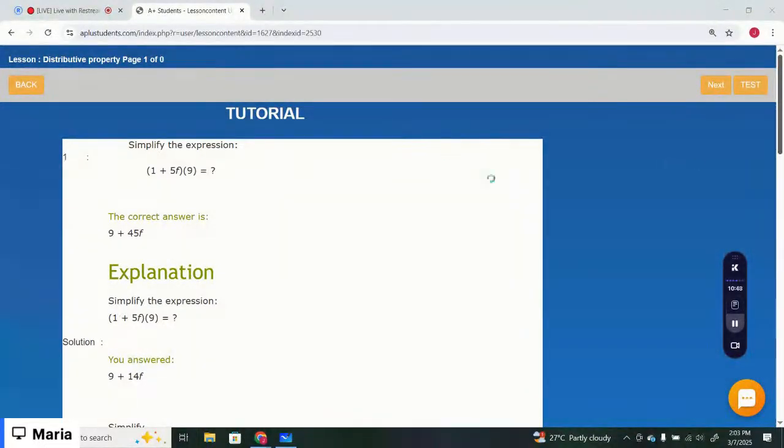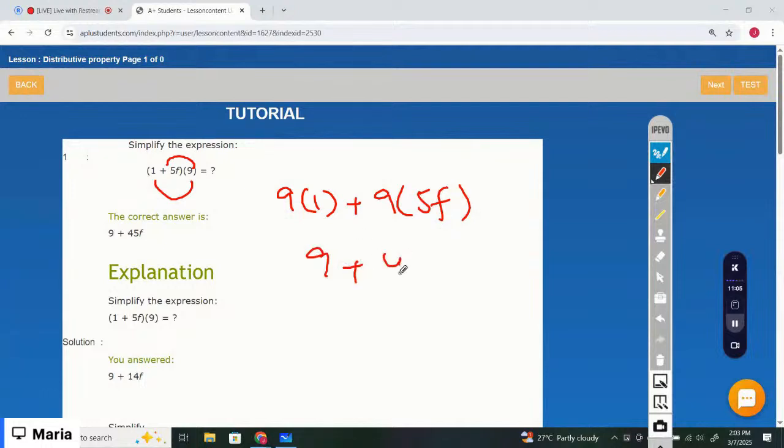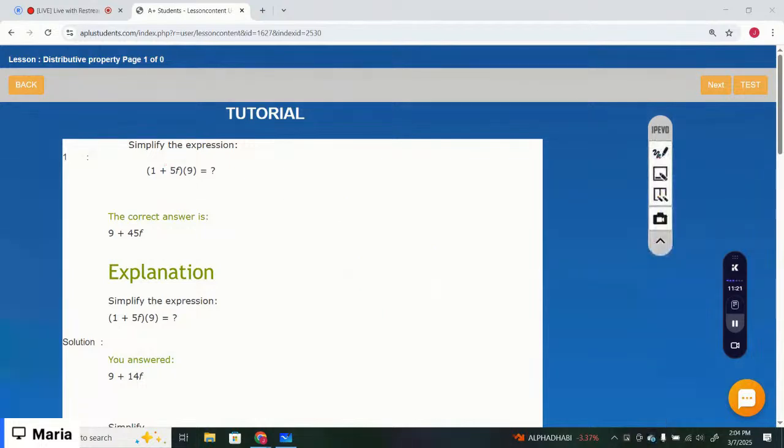You have to multiply 9 times 1 and 9 times 5f. 9 times 1 is 9 and 9 times 5 is 45f. So that is 9 plus 45f. So that means everything that is inside the bracket you have to multiply the number outside with. So 9 times 1 is 9 and 9 times 5 is 45. That is 9 plus 45f.